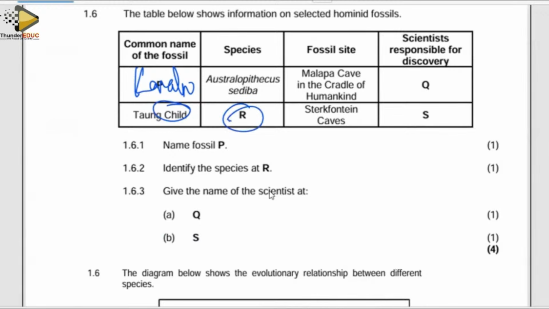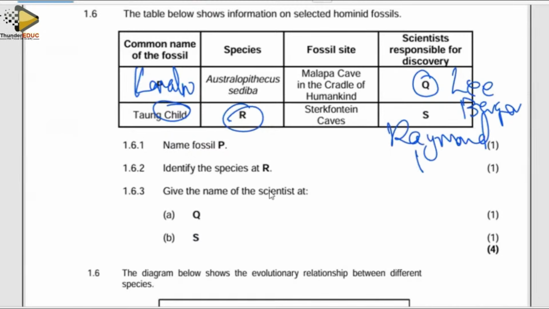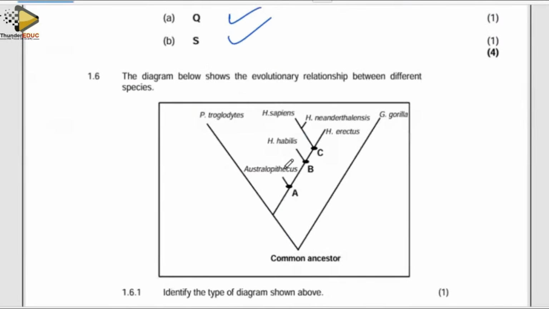And then who discovered Karabo? That is Lee Berger. And then who discovered Taung Child? That is Raymond Dart. Name the P. We are done with that. Identify the species. R. Name the scientist. So we have got all that information.